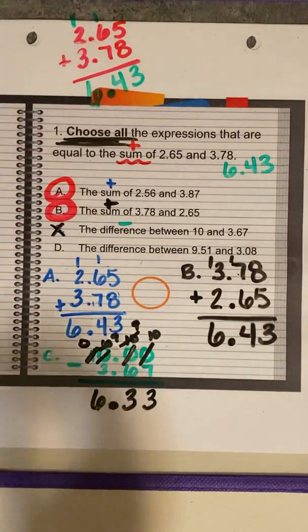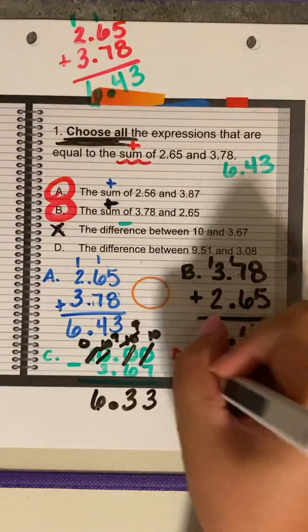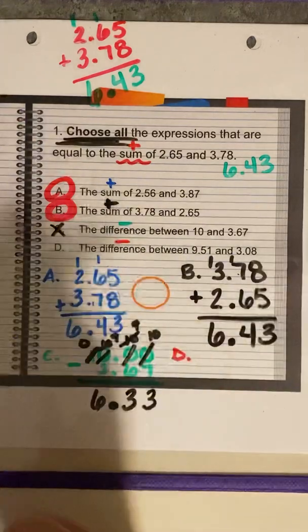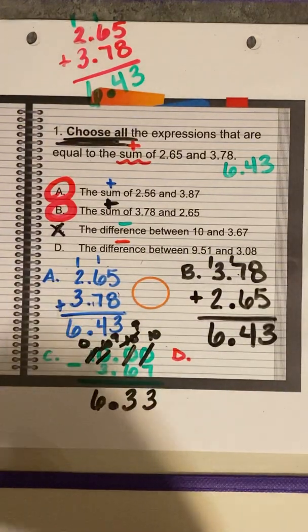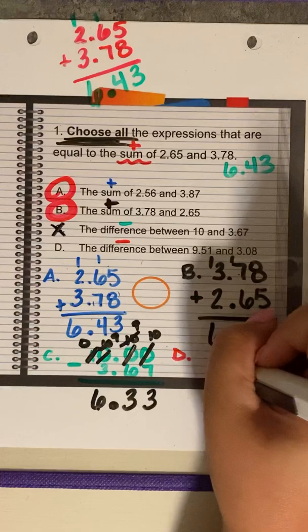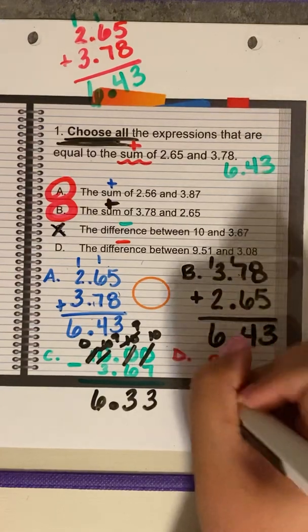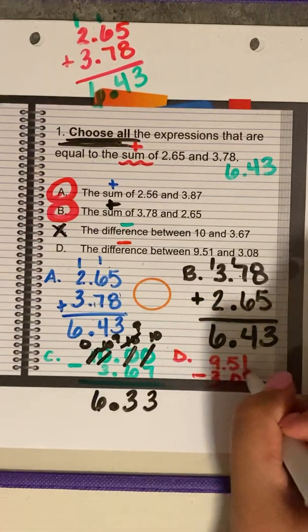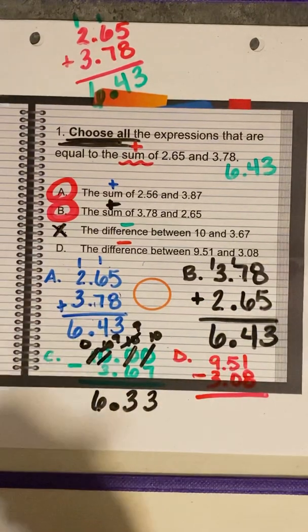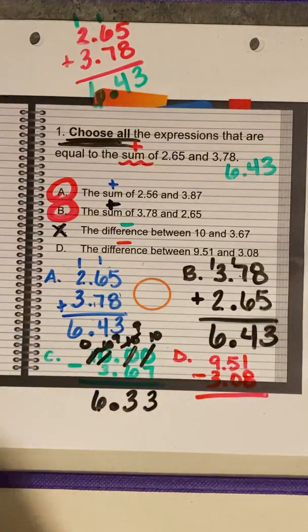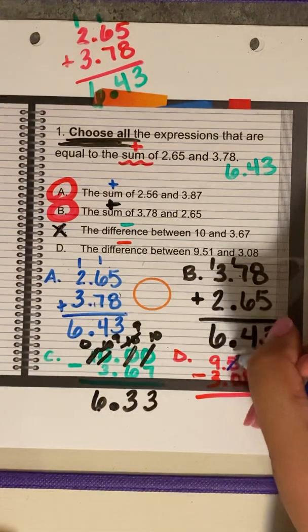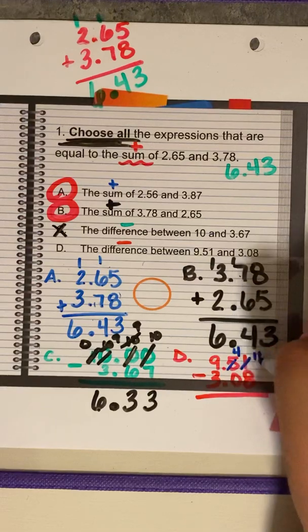So D, I'm going to write it in red down here. D is going to be the difference. So again, we're subtracting between 9 and 51/100ths and 3 8/100ths. So 9.51 minus 3.08. I apologize if you cannot see that very clearly. I will go through it with you all. So 1 minus 8. Oh my goodness, we cannot do that, you guys. So we need to borrow from this 5 to make this 5 a 4, to make this 1 an 11.